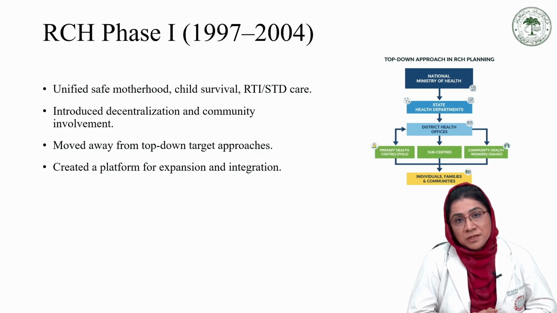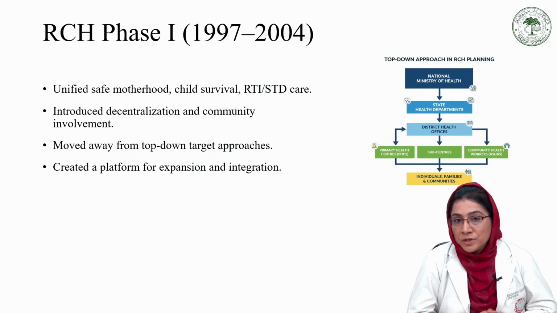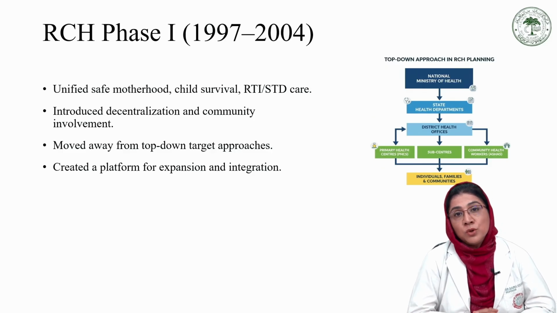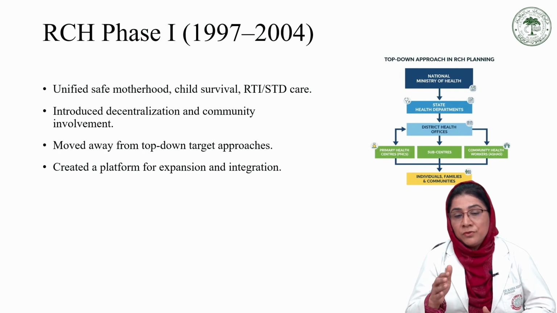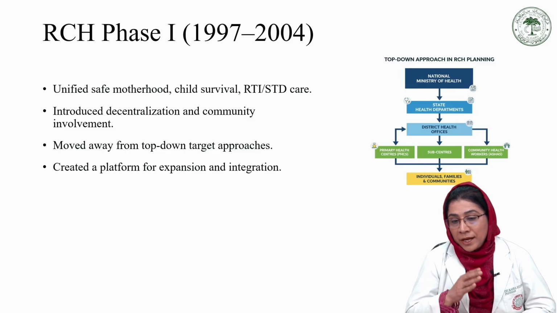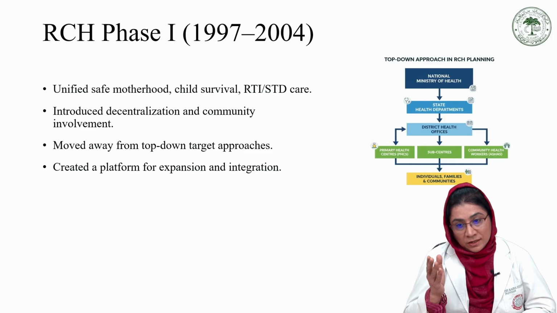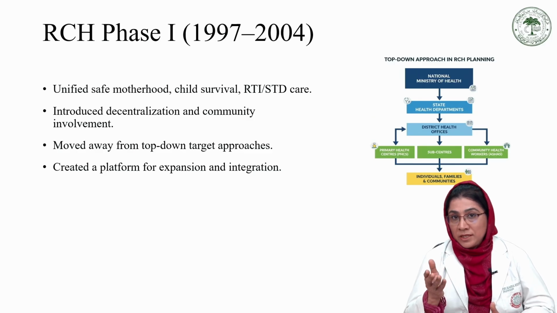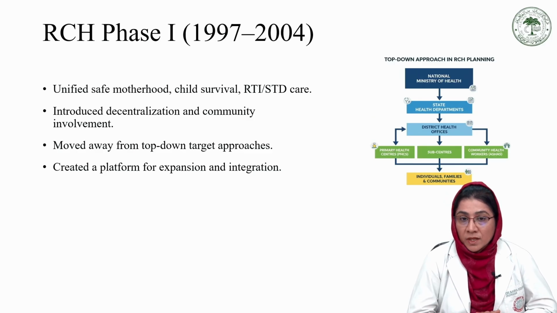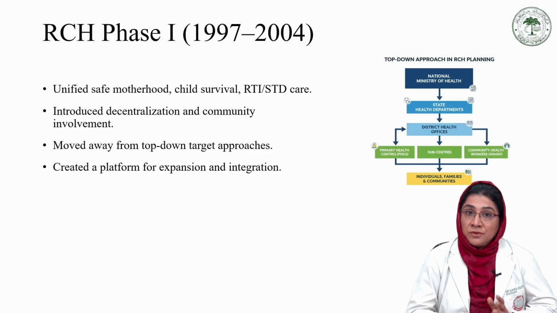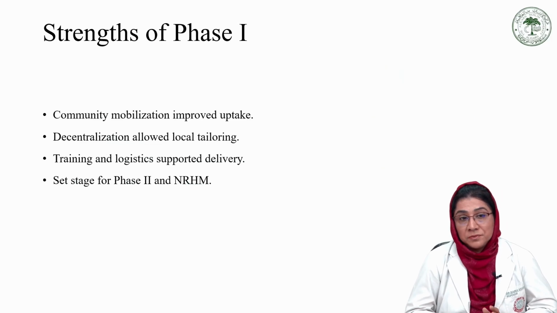The health management information system and community feedback loops closed the cycle, informing course corrections and laying the groundwork for the reproductive, maternal, newborn, child, and adolescent health continuum, and later quality initiatives such as Lakshya, labor room quality improvement initiatives, etc. So, this was the phase 1 of RCH.